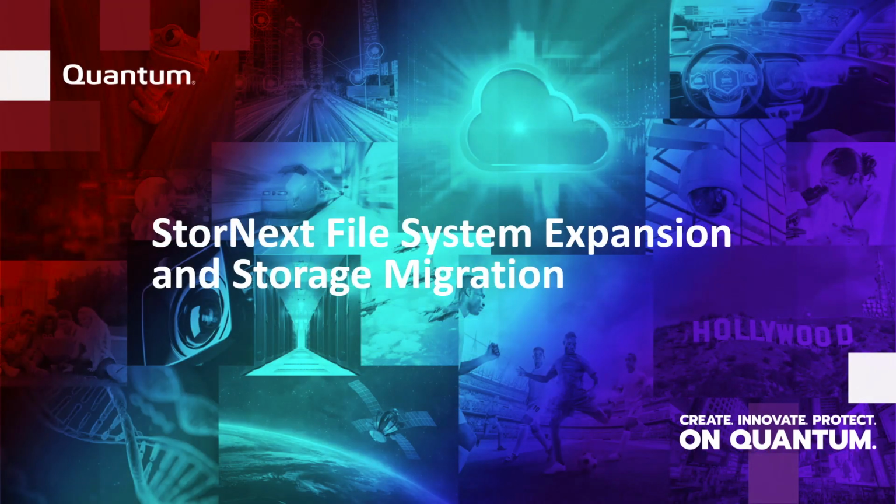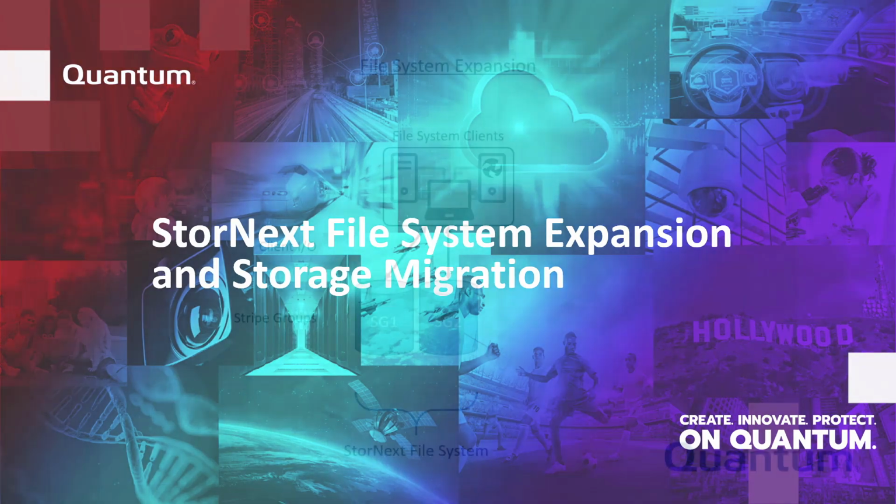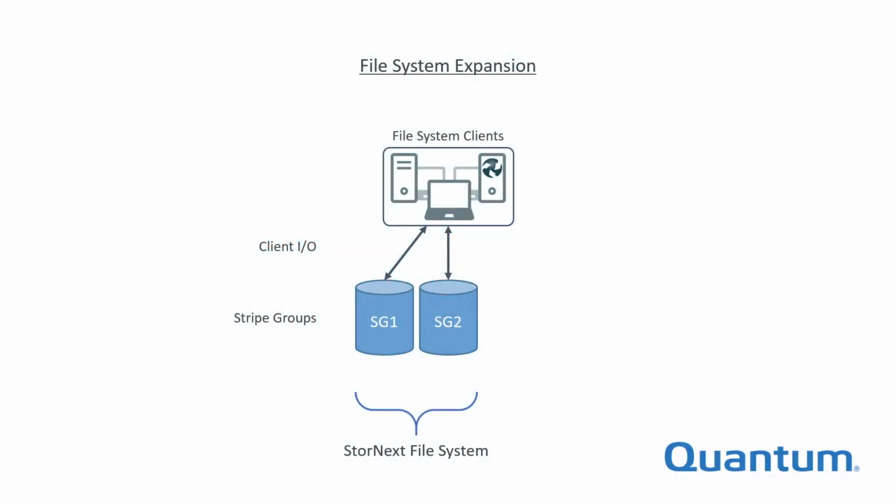Stripe groups are also very useful when it's time to refresh or upgrade storage hardware beneath a StorNext file system. To expand a file system, new storage is added as one or more additional stripe groups. File system clients will begin to use the new stripe groups immediately. Allocation of new files among all stripe groups is governed by the configured allocation strategy: round robin, fill, or balance.